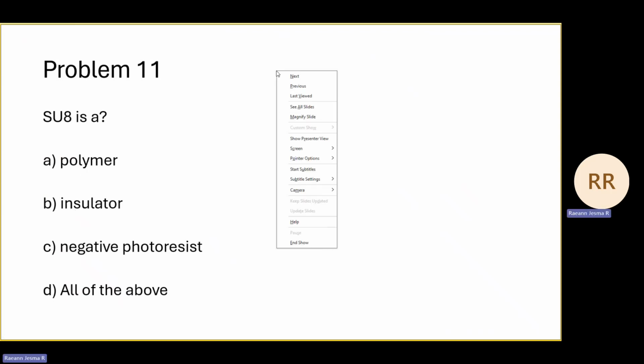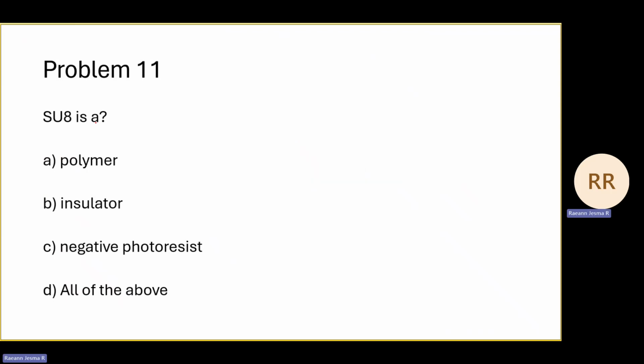SU8 is a: option A, polymer; B, insulator; C, negative photoresist; D, all of the above. So we already saw SU8 in previous problems earlier itself. So what do you think is the correct answer?